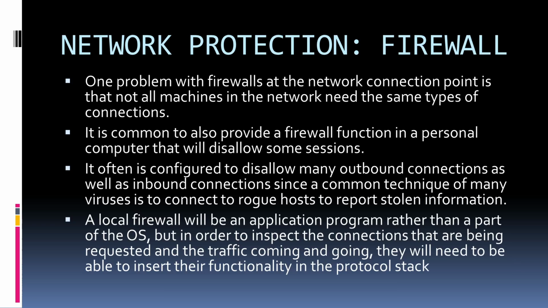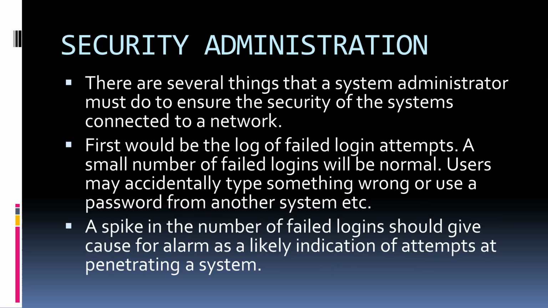One problem with a firewall at the network connection point is that not all machines in the network need the same types of connection. It is common to also provide a firewall function in a personal computer that will disallow some sessions. It often is configured to disallow many outbound connections as well as inbound connections, since a common technique of many viruses is to connect to rogue hosts to report stolen information. A local firewall will be an application program rather than a part of the OS, but in order to inspect the connections that are being requested and the traffic coming and going, it will need to be able to insert its functionality in the protocol stack.